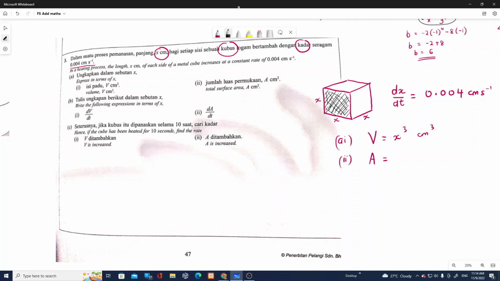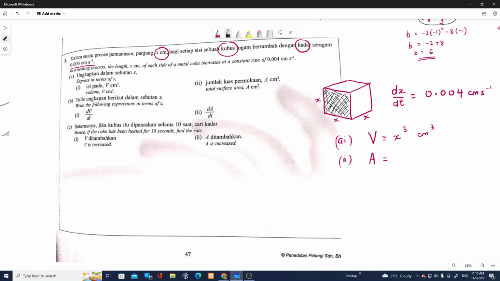Senang saja. Yang 0.04, itu kadar perubahan. Kamu tengok gambar kubus saja, jangan tengok 0.04. Apakah luas satu muka kubus ini? Dalam sebutan x, x darab 6. Okey, luas satu muka kubus.